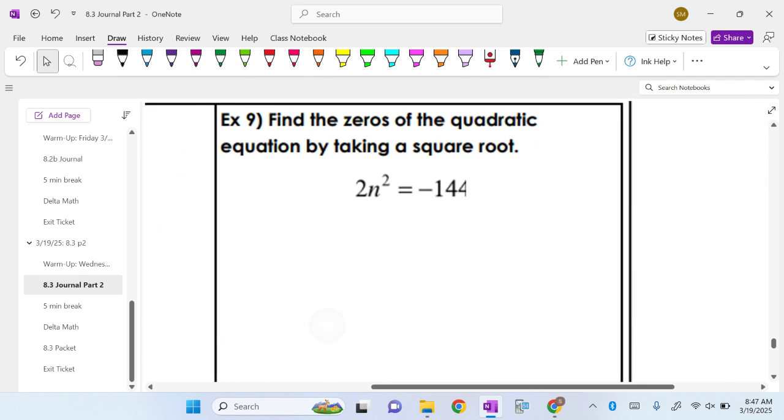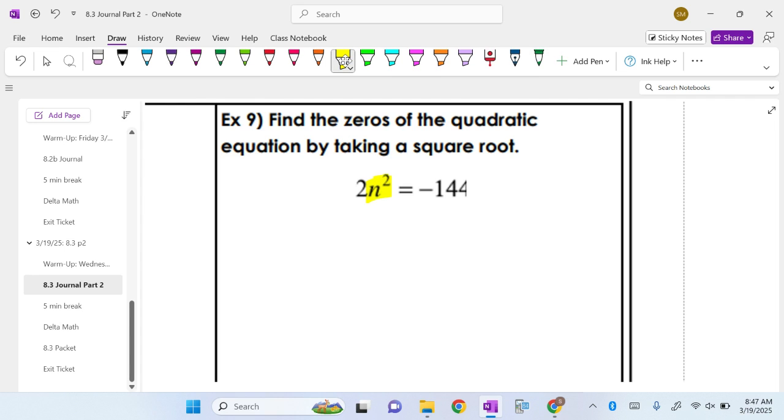Now let's look at one that we got to do a little bit more work to. So first off, what is my squared variable? Not 2n squared, just n squared. So remember, if this was 2n all squared, then yeah, that's our squared variable. However, since the 2n is not in parentheses, that squared is only connected to the n. So that's the variable we're trying to get by itself before we take a square root. So before I take a square root, what do I need to do to get that n squared by itself?